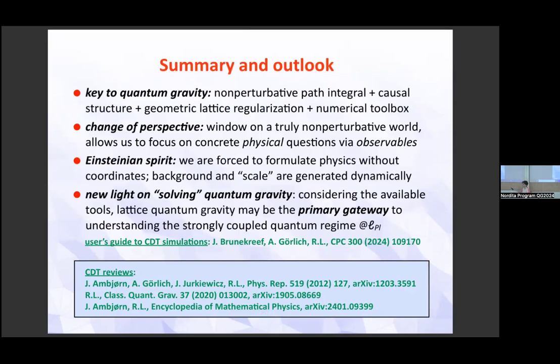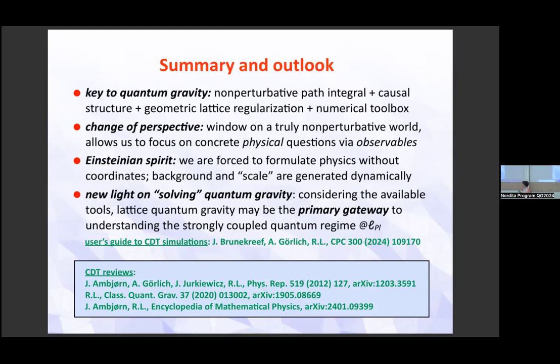So key to quantum gravity, my main ingredients were the non-perturbative path integral, giving it a nice causal structure, a geometric lattice regularization, and a numerical toolbox. I can do Monte Carlo simulation, I can do computations. It's a change of perspective, so it's a window on truly non-perturbative physics on the order, as I said, of 20 Planck lengths across, at the size of my universes. But it allows us to focus on concrete questions. So it's not just abstract arguing of what we would like to see if we only could.